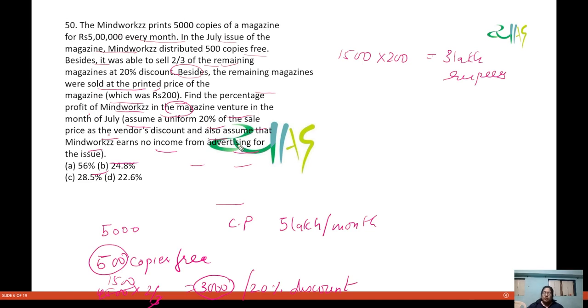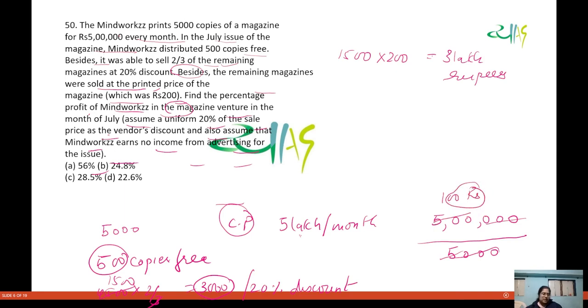Assume a uniform 20% of the sale price as the vendor discount, and also assume that Mindwork earns no income from advertising. Fine. So we have this cost price for 5,000 magazines is 5 lakh rupees. How many copies are you selling? 5,000. So how much is the cost price per copy? 100 rupees. Fine. Now see, what is your profit going to be? So 1,500 magazines you are selling at 200 rupees each, so you are getting 3 lakh rupees.